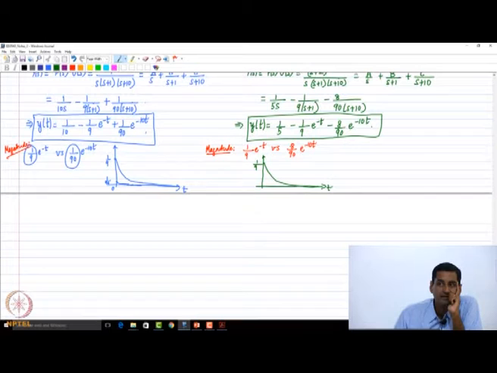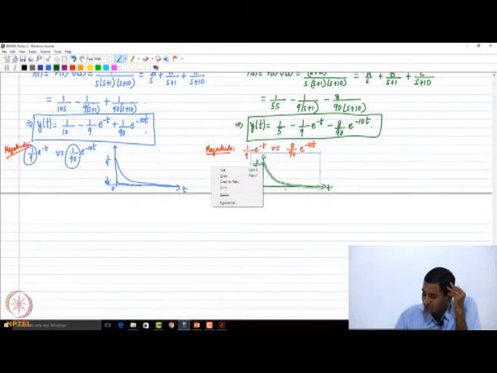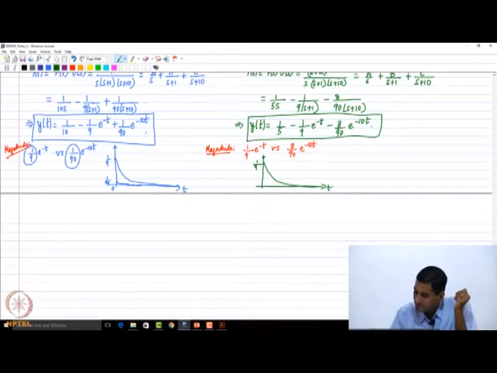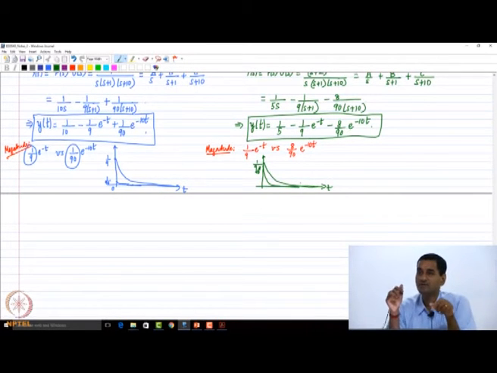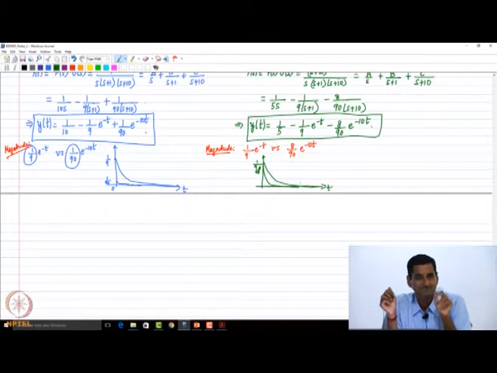Essentially, if you look at 1 by 9, I can write it as 10 by 90. So 8 by 90 is going to be slightly below 1 by 9. Yes, e power minus 10t is going to go faster to 0, but now you can see that the dominance of the minus 1 pole is reduced relatively. I am sure all of us agree to that point, right?